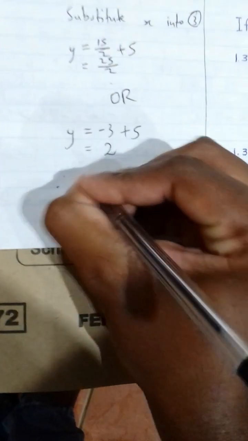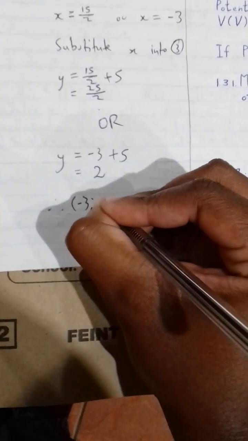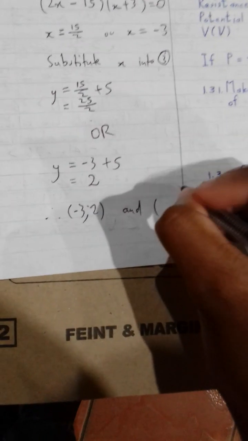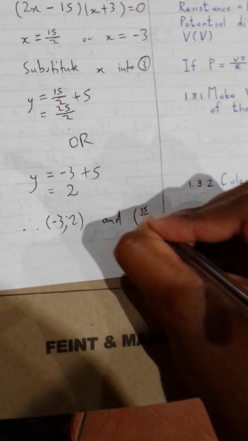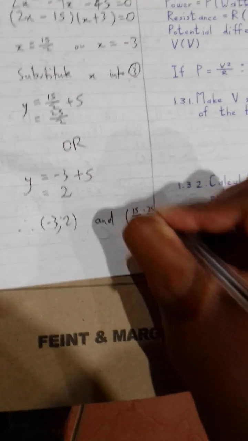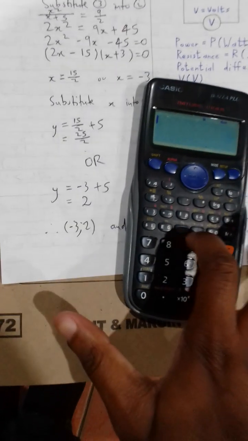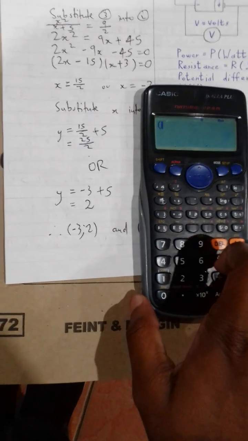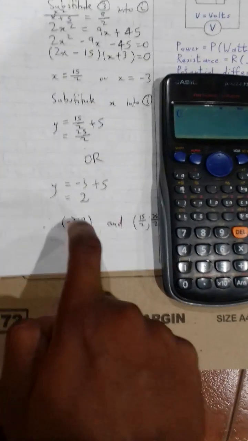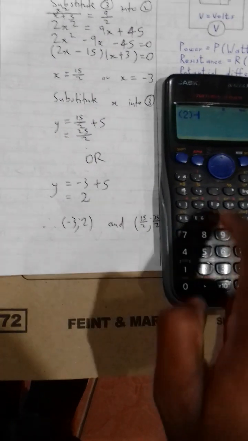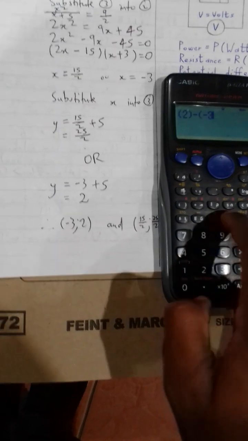Then we write them in an ordered pair. Negative 3, 2, and 15 over 2, 25 over 2. So let's try. What is y? 2 minus, what is x? Negative 3. 5. That's the first solution, as we can see here.